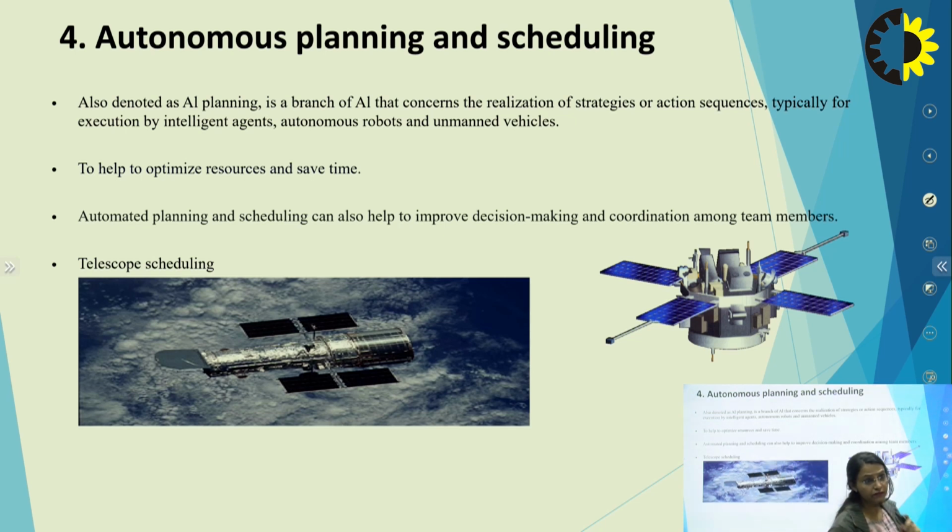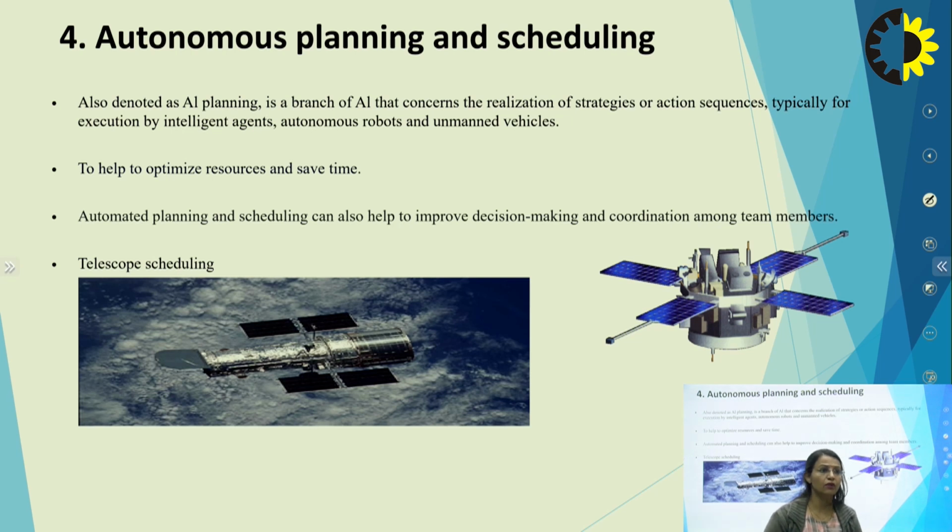That means these are the autonomous planning in which the absence of man is there, and all the strategies, all the action sequences are done by the system itself. So it is basically used to optimize the resources as well as to save time. It is also helpful to improve decision making and the coordination among the team members.